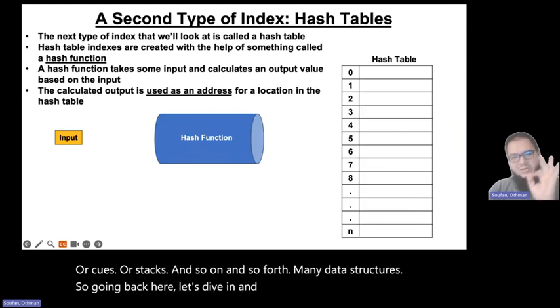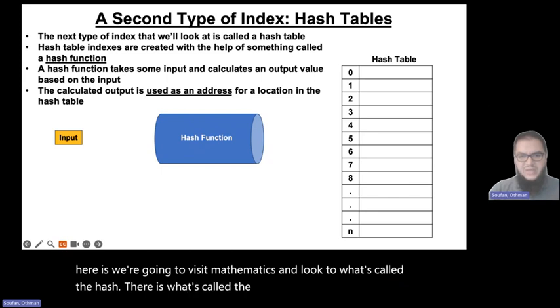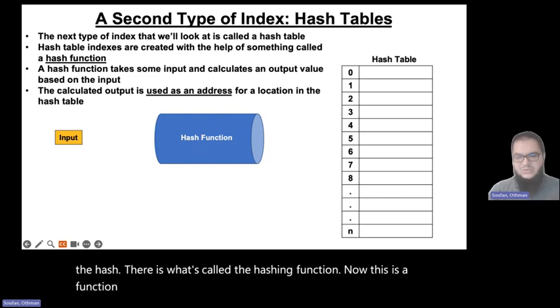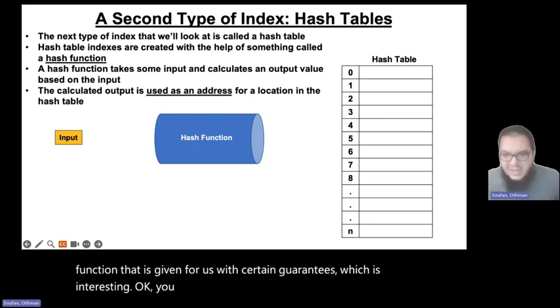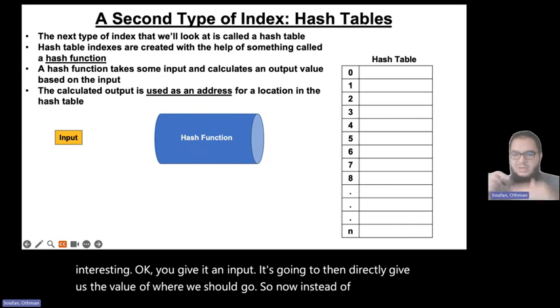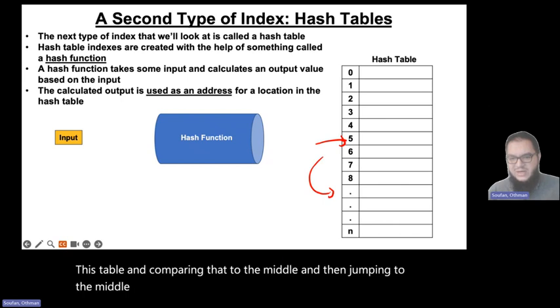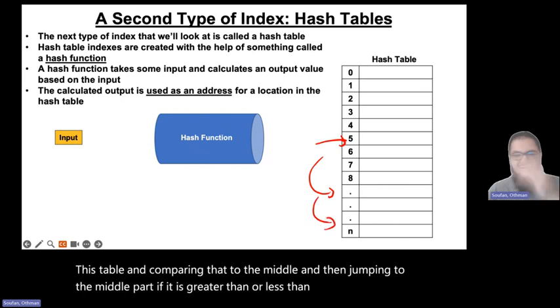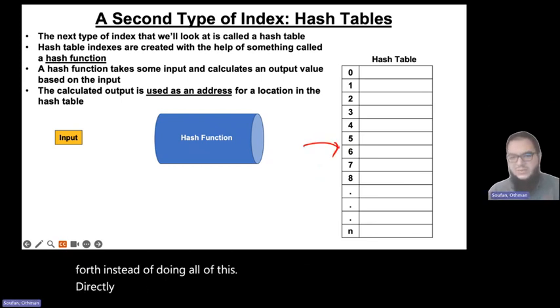One thing we are going to do here is visit mathematics and look at what's called the hashing function. This is a function that is given to us with certain guarantees, which is interesting. You give it an input, and it directly gives us the value of where we should go. So now, instead of breaking this table and comparing to the middle, and then jumping to the middle part if it is greater than or less than, and so on, instead of doing all of this, we directly shoot to the right position.